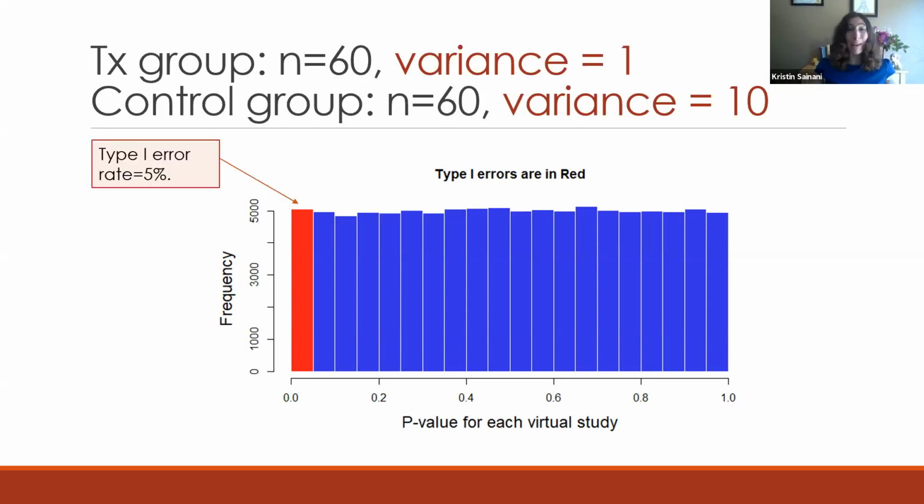My p-values are behaving exactly as they should. So I still have a type 1 error rate of 5%. I'm still uniformly distributed. This is what we want to see. So everything is fine. I'm violating homogeneity of variances, but it's actually no problem at all for the inference.